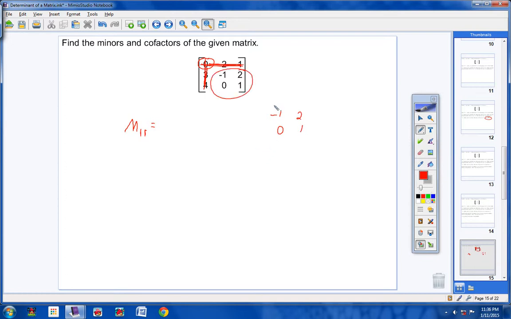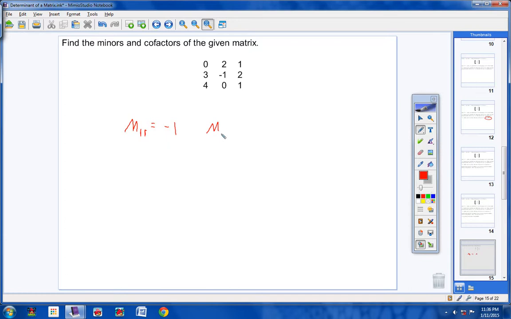So, let's find the determinant of this very quickly. Multiply up, we get 0. Multiply down, negative 1. Add those together, negative 1. There we go. Pretty simple, okay? I did not mean to erase those bars, but that's okay. Now, let's go ahead and do this.